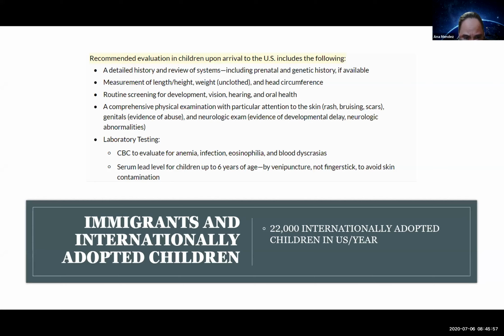And laboratory tests include CBC to evaluate for anemia. You have to evaluate for infection, eosinophilia, and blood dyscrasias, okay? And serum lead level for children up to 6 years of age, and by a venipuncture, not finger stick, to avoid skin contamination. There are 22,000 international adopted children in the US. So this is something we should be familiar with. And when it says infection, usually we'll do a stool for ova and parasites, and we can check that they haven't been exposed to hepatitis B, and if warranted, HIV.